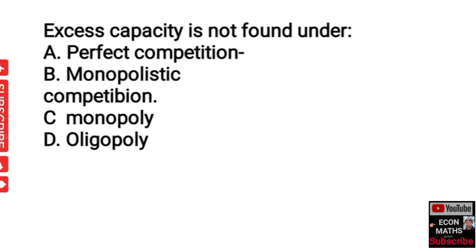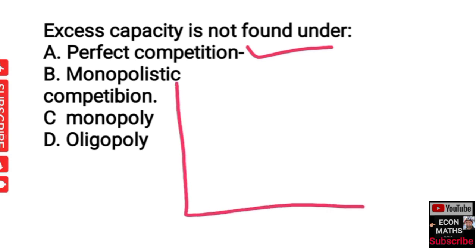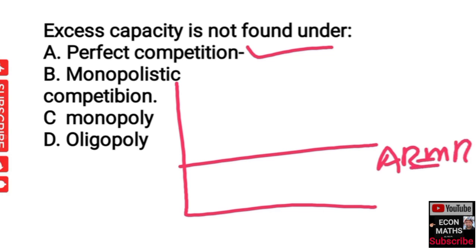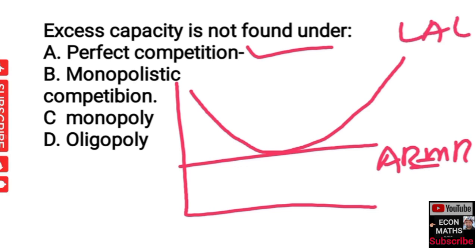Next question is, excess capacity is not found under. The options are perfect competition, monopolistic competition, monopoly, or oligopoly. So actually the excess capacity is not found in perfect competition. By excess capacity, we mean the difference between ideal output and output actually attained in the long run. In case of perfect competition, average revenue and marginal revenue are the same, so our average total cost or long run average cost and marginal cost all intersect. In case of perfect competition, we don't have any excess capacity.